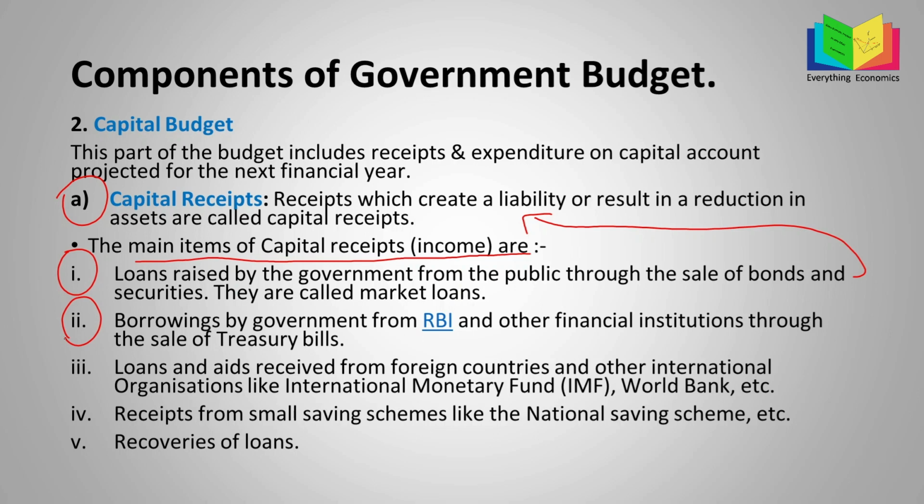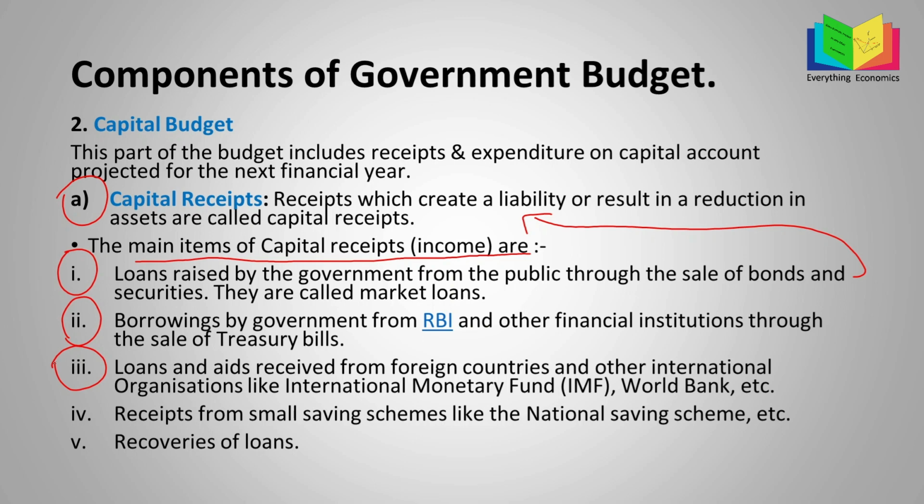Now we have discussed two ways the government can take money. The third one is loans and aids received from foreign countries. Here we are talking about foreign countries and other international organizations like the IMF, International Monetary Fund, and the World Bank, among other institutions. When the government takes money from other countries or international organizations, it receives money, which is included in the receipts, but it's also a loan, also a liability. It has to pay back that money eventually.